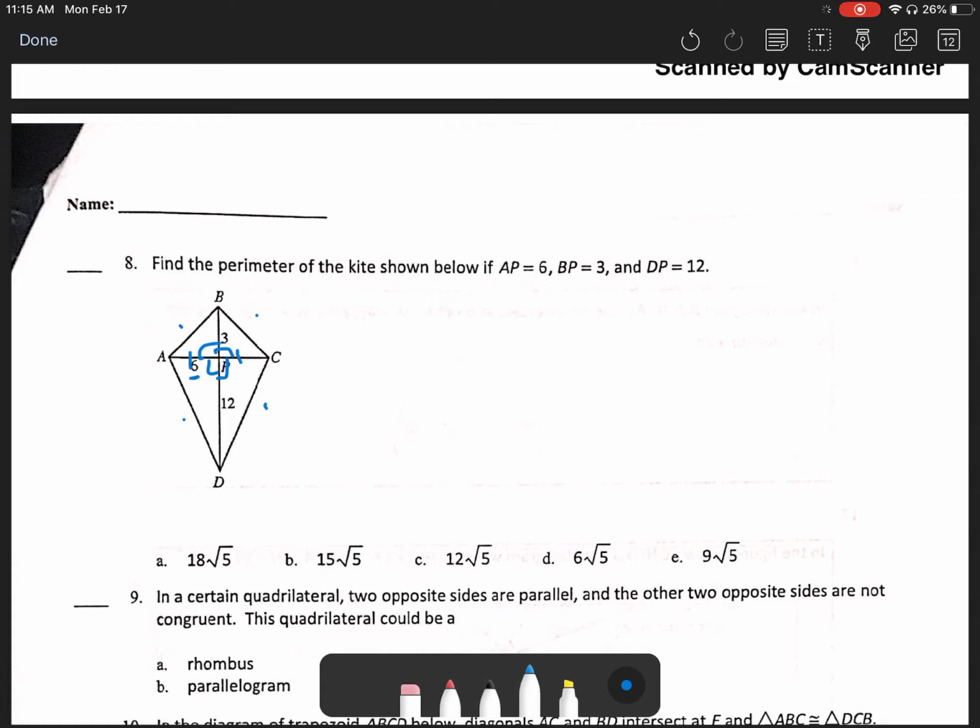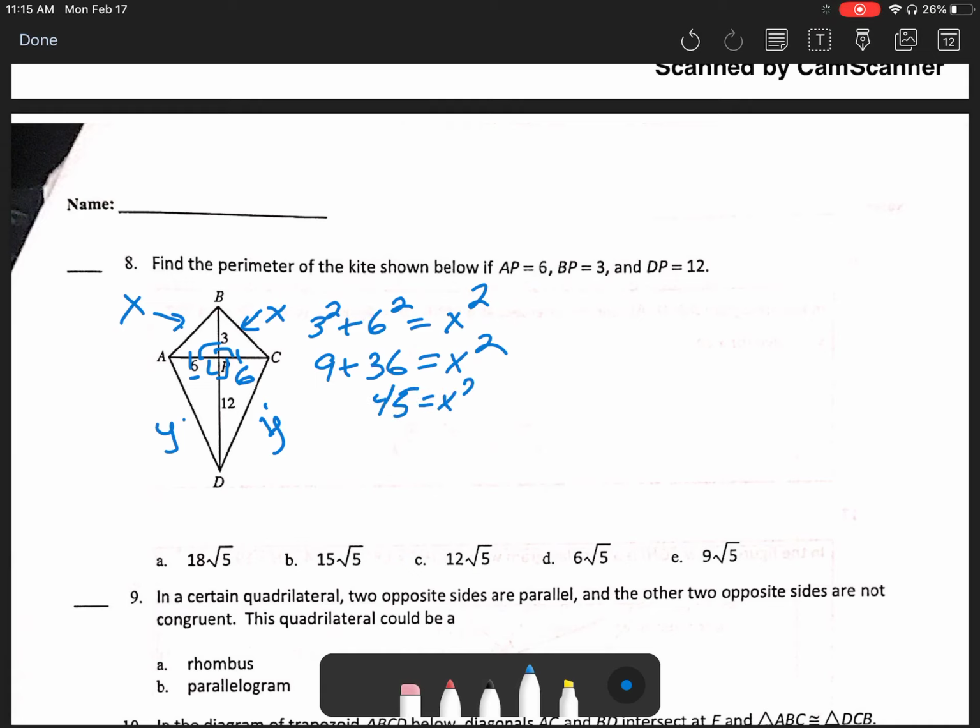So if this part right here is 6, this is 6 because one diagonal bisects the other. So I can use the Pythagorean theorem to find these 2 sides, which happen to be congruent to each other. That's going to be 3 squared plus 6 squared is equal to, I'll call this x, and I'll call these sides y. So it's going to be equal to x squared. 3 squared is 9, 6 squared is 36, is equal to x squared. 45 is equal to x squared. X is going to be radical 45.